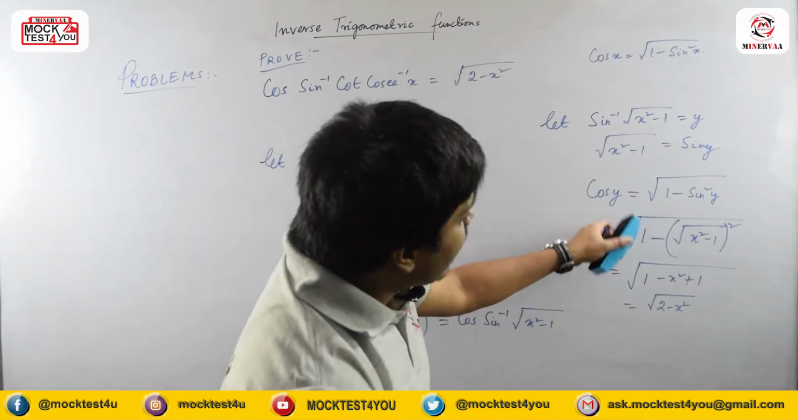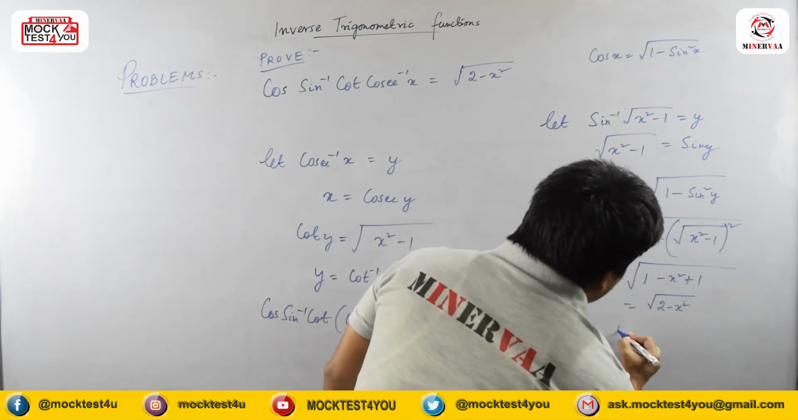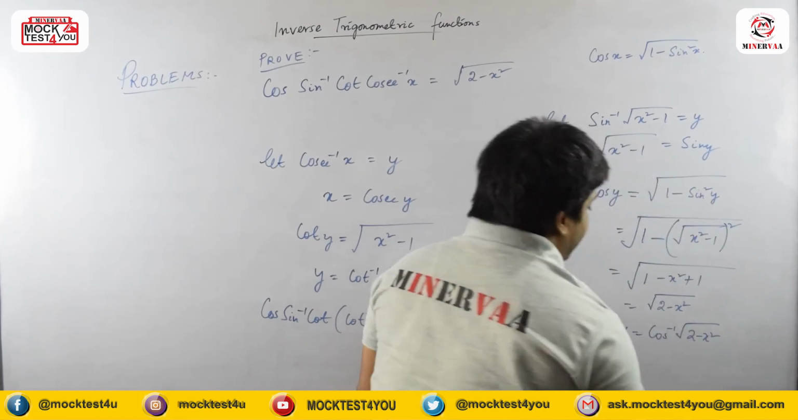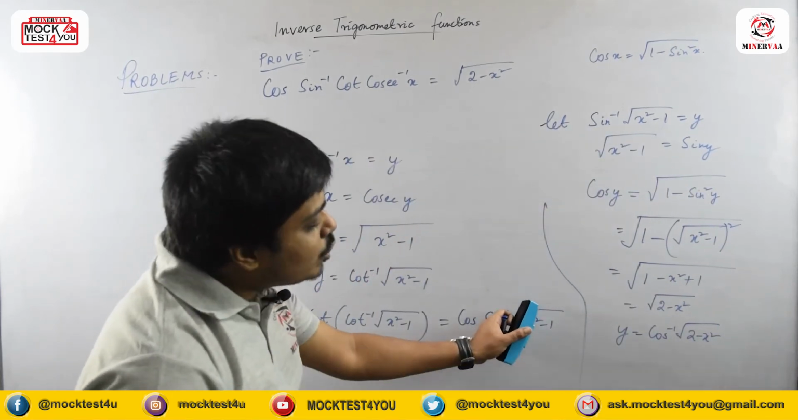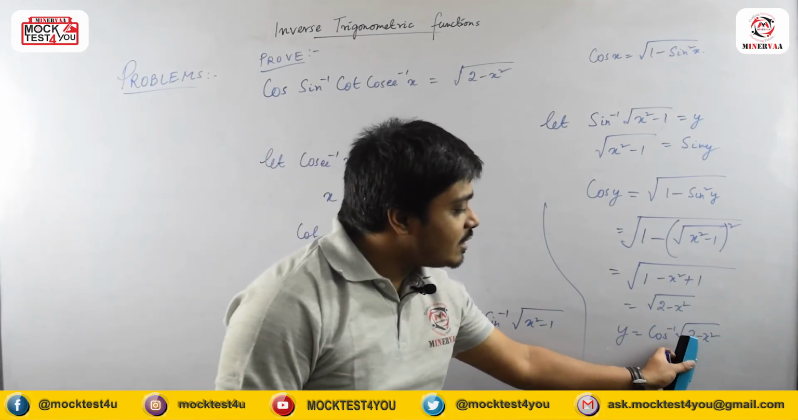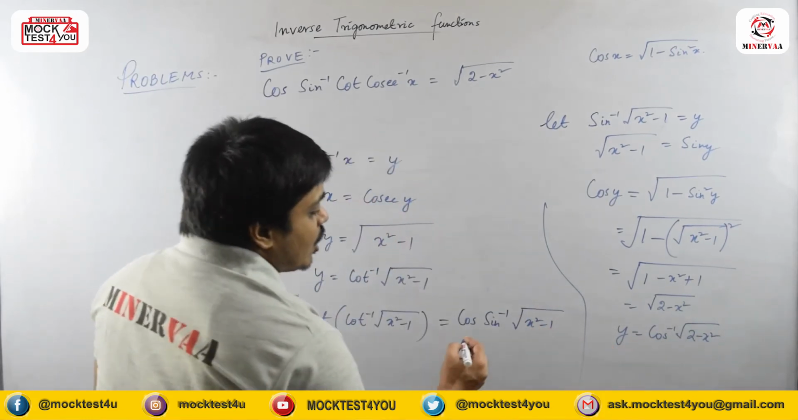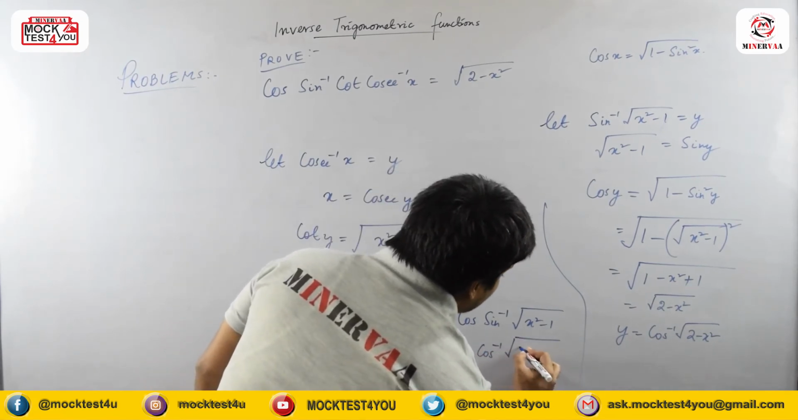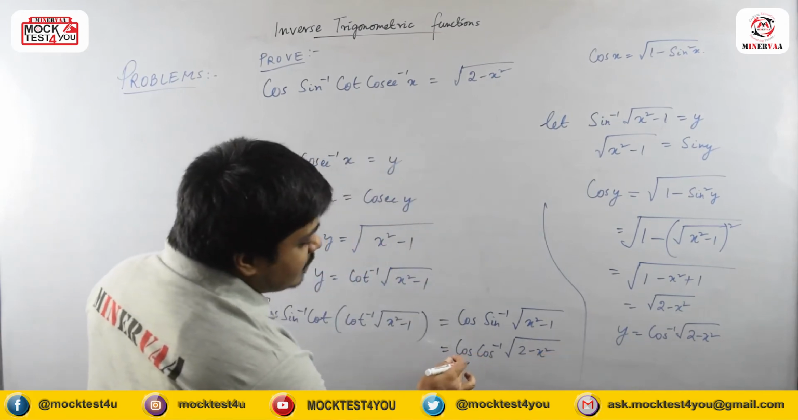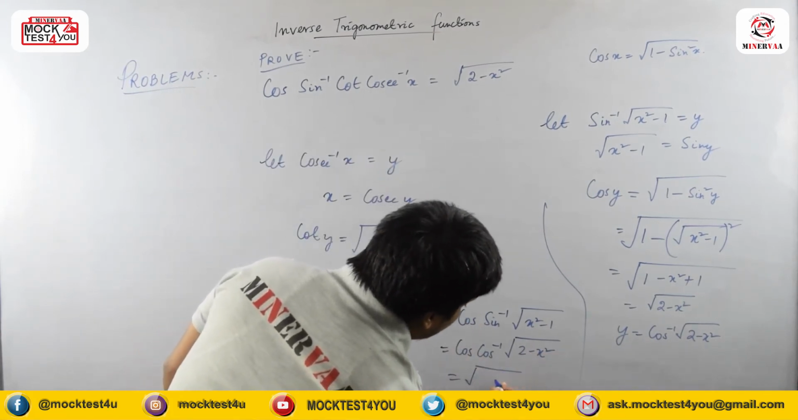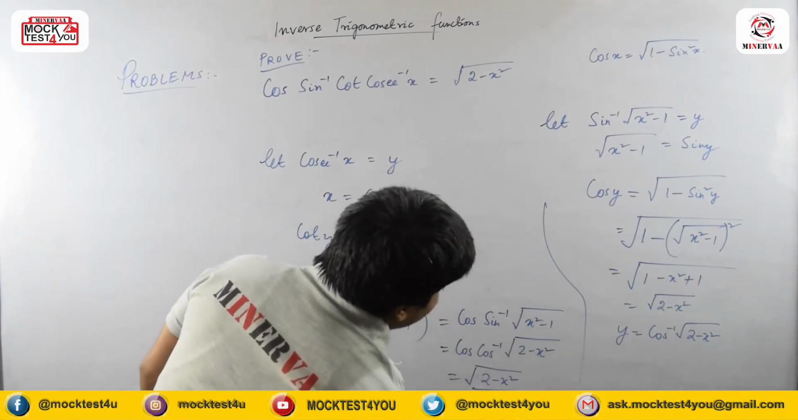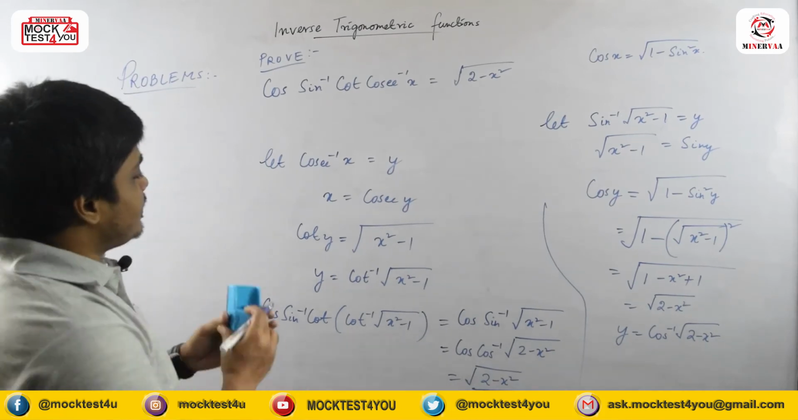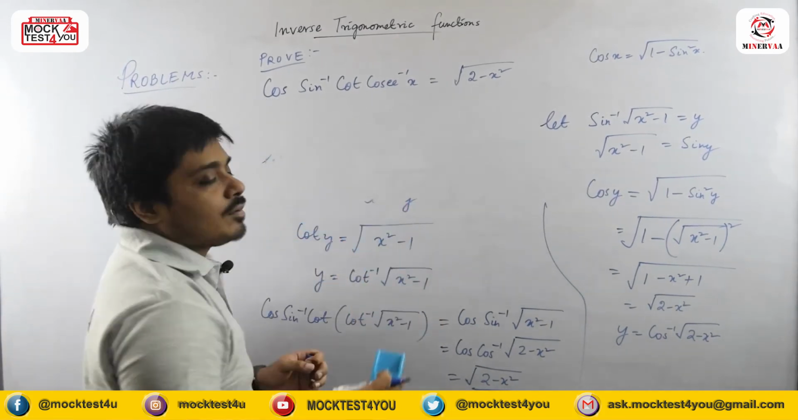So from here I can write y is equal to cos inverse root over of 2 minus x square. So in place of sine inverse root over of x square minus 1, I can write cos inverse root over of 2 minus x square. So what do I get? Cos of cos inverse root over of 2 minus x square. So cos inverse and cos will go away. So we get root over of 2 minus x square. So that's how we prove this question. Okay. So I think this is the way we solve these problems.